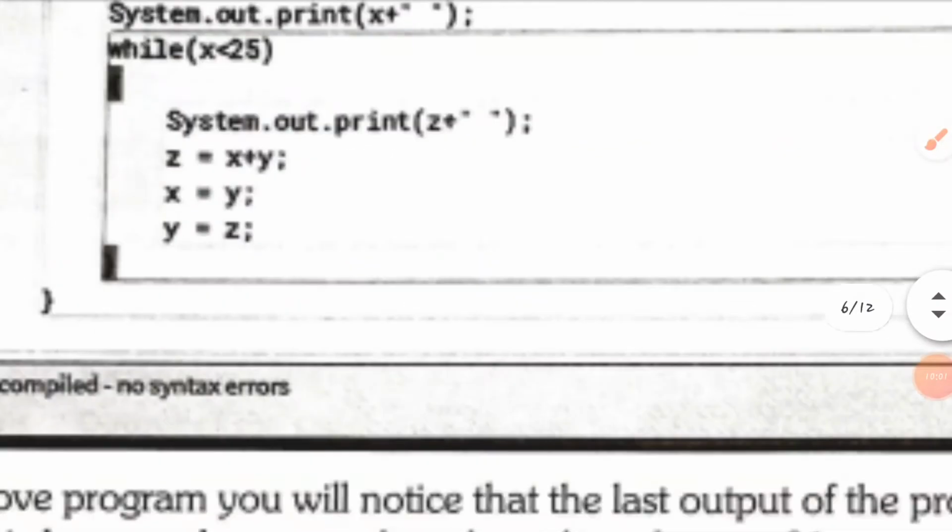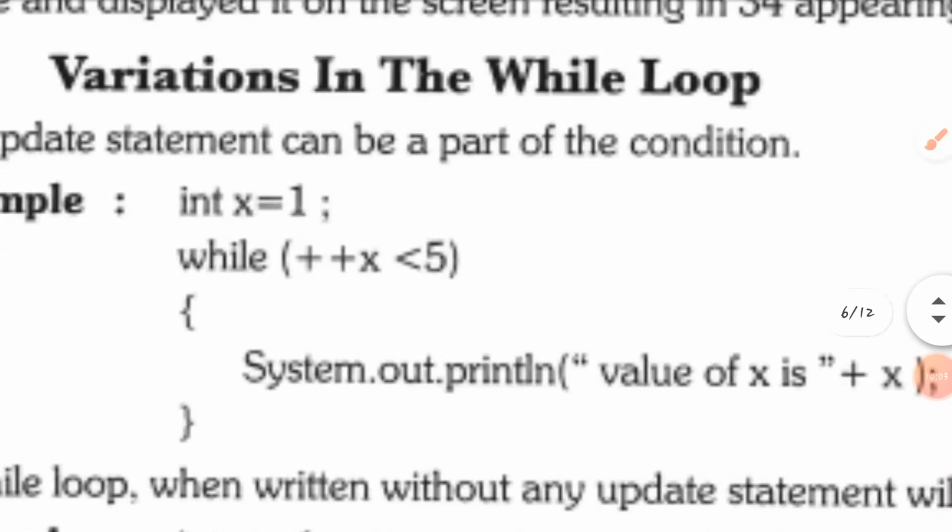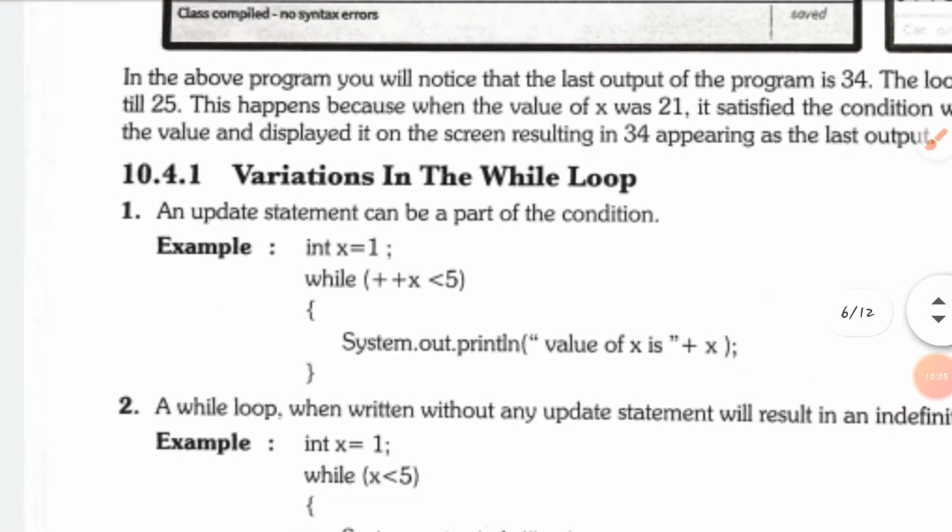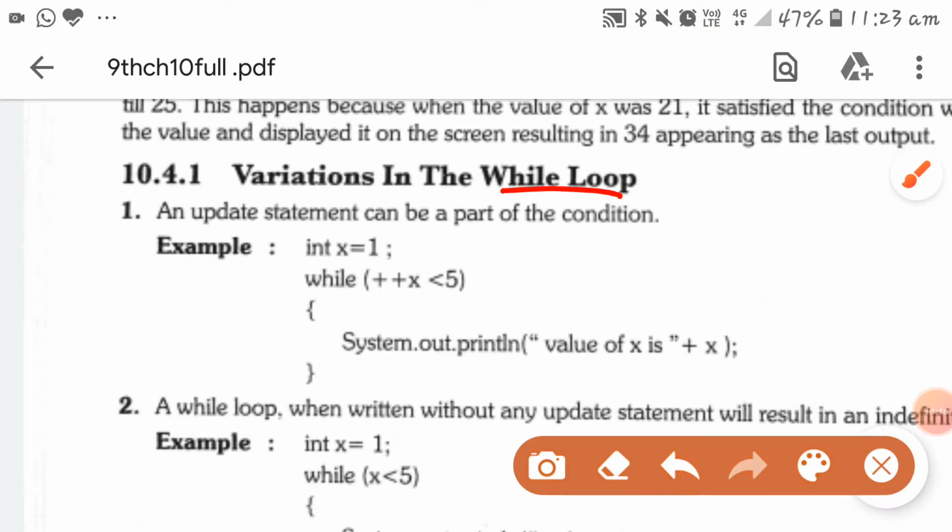Now students, let us continue. Variations in the loop, the while loop. It means in how many different forms the while loop can be written. The update statement can be a part of the condition, so you can write this also. You can write the update statement here. So this is also okay.